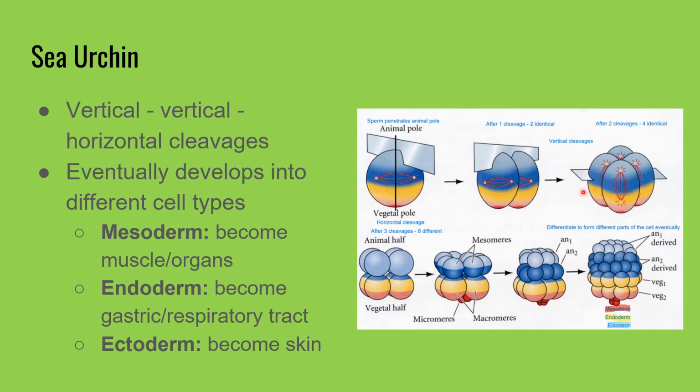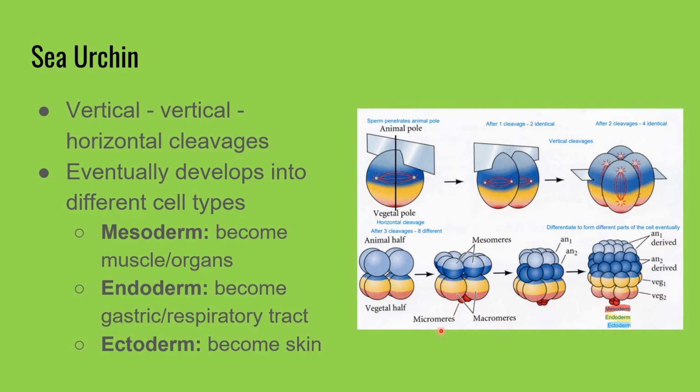But then once you reach your horizontal cleavage, here you can see the different distribution of proteins. So you're going to have different, and that's how it's going to eventually differentiate into these different blastomeres down here, which will eventually differentiate into your different germ layers of your cell. So here we have mesomeres, macromeres, and then micromeres.